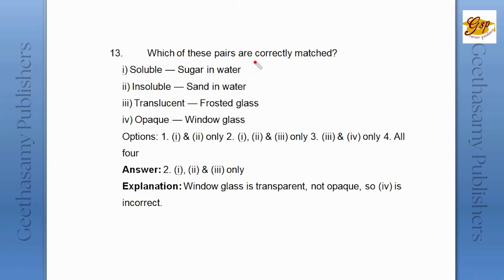Which of these pairs are correctly matched? Soluble, sugar in water; insoluble, sand in water; translucent, frosted glass; opaque, window glass. Options: 1 and 2 only, 1, 2, 3 only, 3 and 4 only, all the 4. The correct answer is 1, 2, 3. So the correctly matched are the first 3. The fourth is incorrect: window glass is transparent, not opaque. Fine.